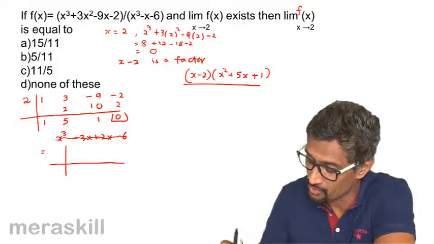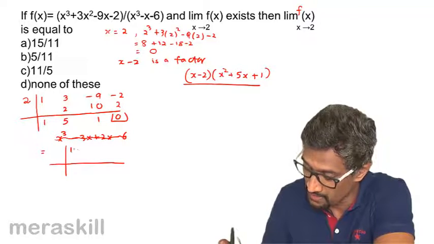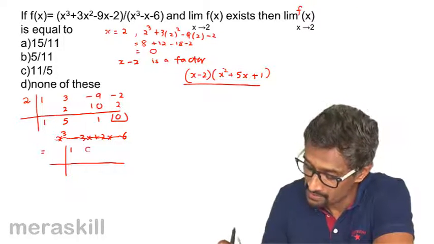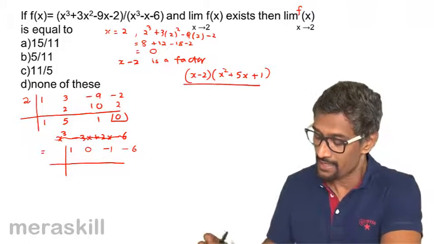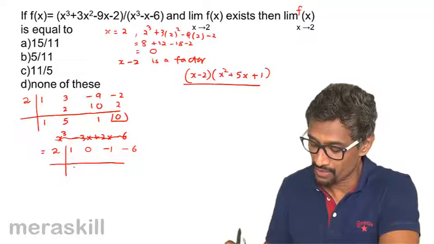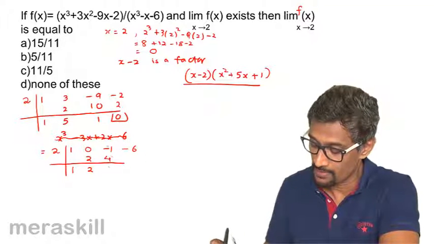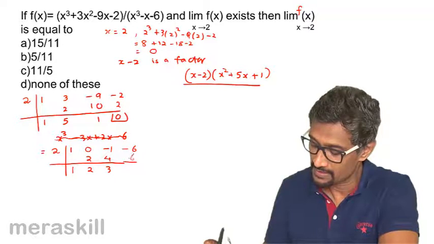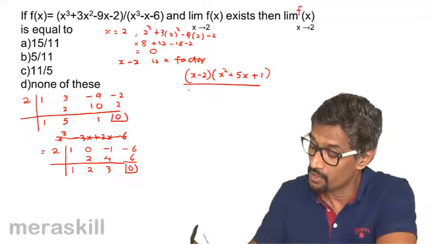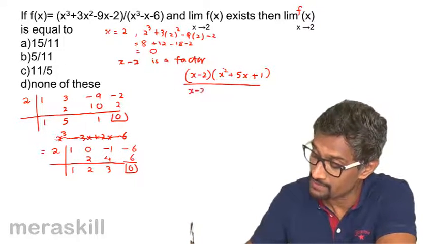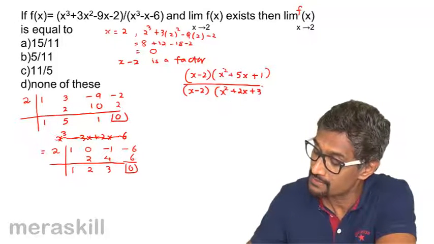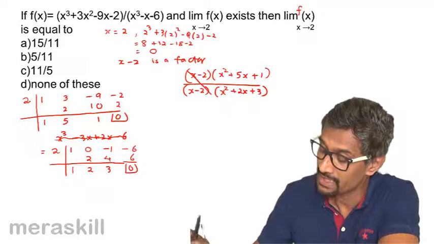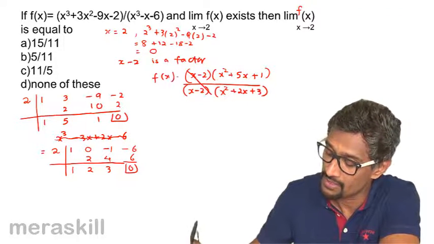So you get x cubed coefficient 1. There is no x squared term, hence 0. The x term's coefficient is minus 1 and then minus 6. And again we introduce 2 here, so we get 1, 2 into 1, 2, 0 plus 2, 2, 2 2s are 4, 6. So the denominator turns out to be x minus 2 into x square plus 2x plus 3. So now again this gets cancelled. So f of x turns out to be this.